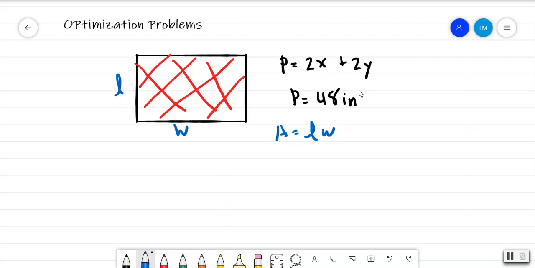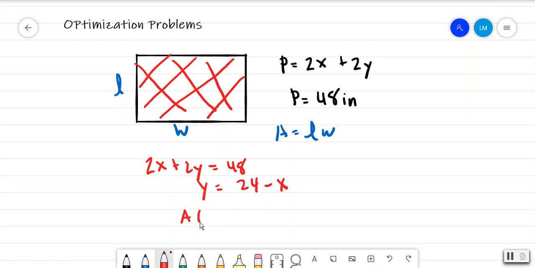I already used x's and y's, so I might just need to use x and y. So knowing that 2x plus 2y is equal to 48, I know that y equals 24 minus x. Now, if that's the case, then the area is a function of x, meaning that we can use that the length times width will be x multiplied by 24 minus x.